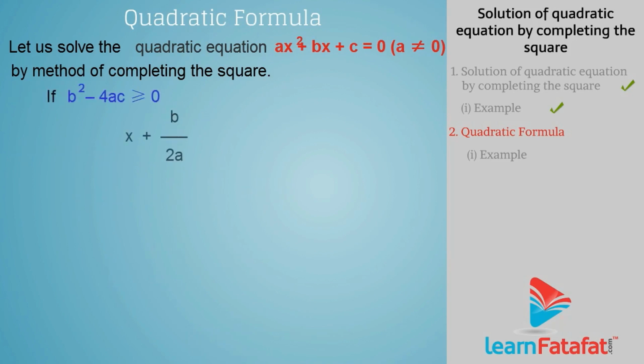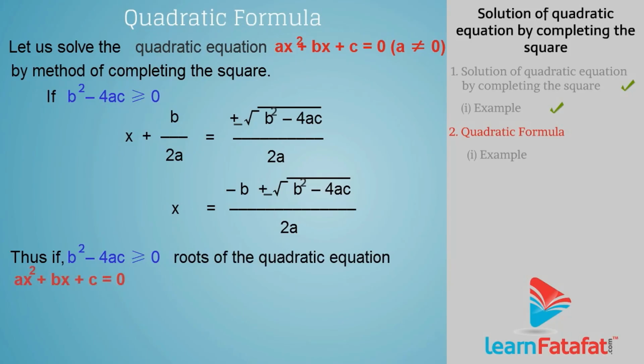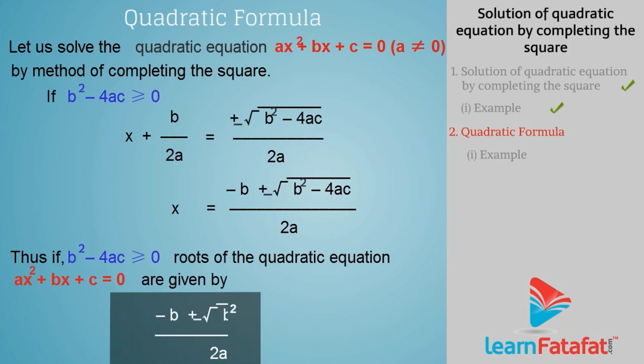If b square minus 4ac is greater than or equal to 0, then equation becomes, thus, if b square minus 4ac is greater than or equal to 0, then roots of the quadratic equation ax square plus bx plus c is equal to 0 are given by minus b plus minus square root of b square minus 4ac divided by 2a.